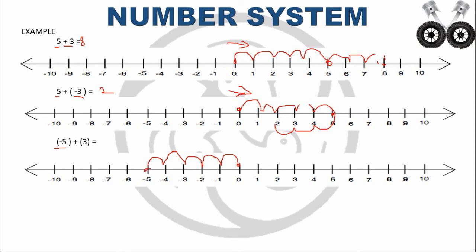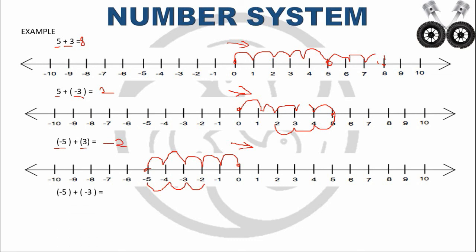What is the operator here? It is the positive operator. That means I have to look in the positive direction. What is the next integer? It is a positive integer. A positive integer means I have to move forward. How many steps do I have to move forward? 3 steps. So 1, 2, 3. So I will reach the integer minus 2. So the answer here is minus 2.